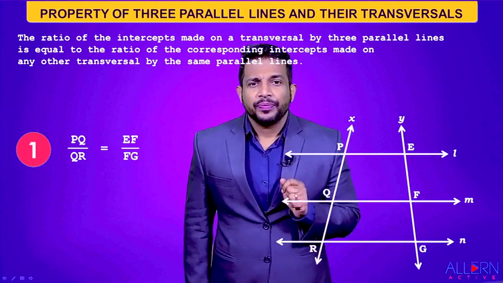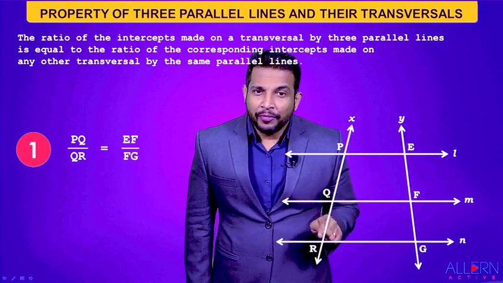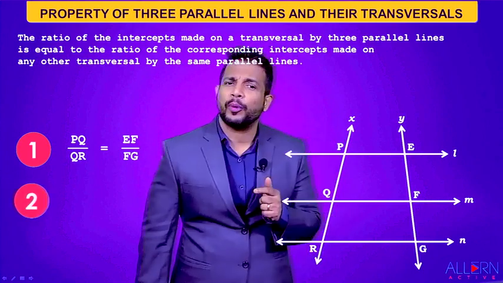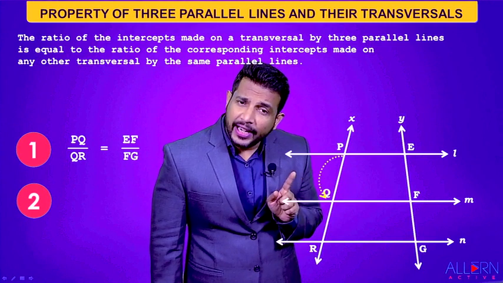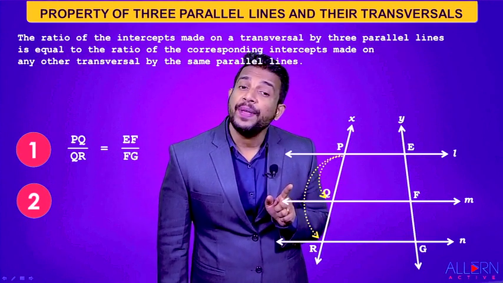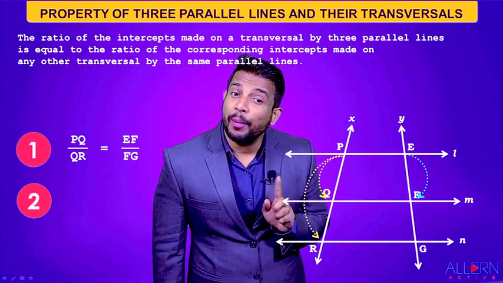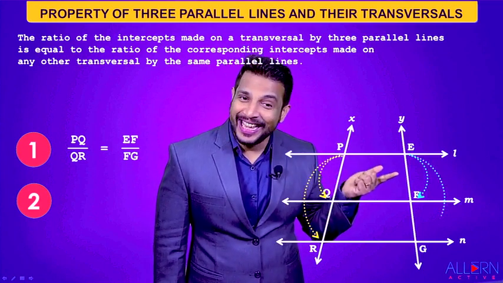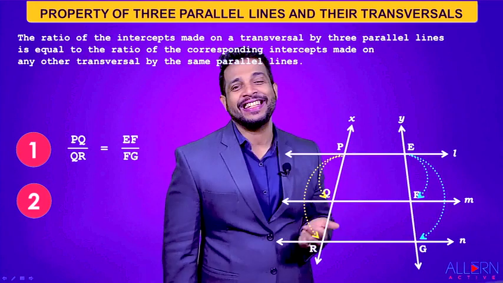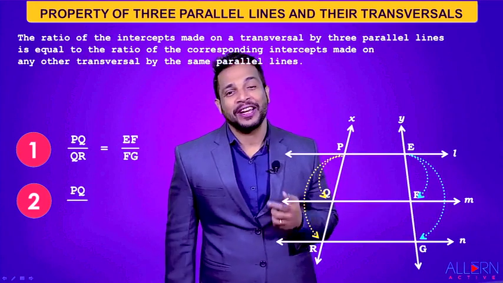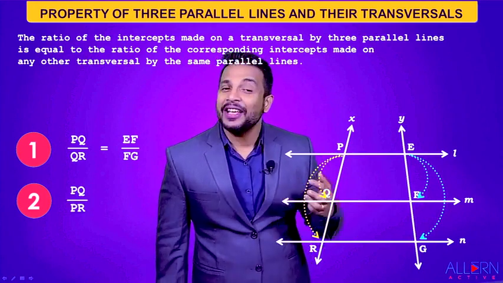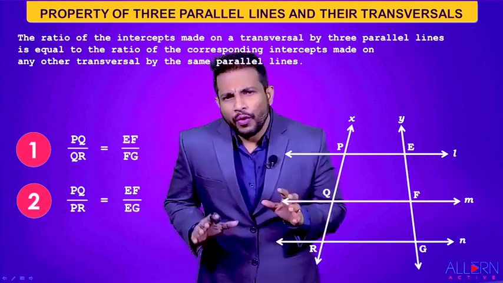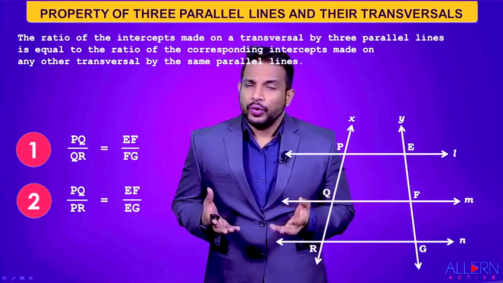But as you said, there are different possibilities of the intercepts here. So is this the only possibility? No, we can have another possibility. Suppose I take the ratio of PQ and PR. So if I take PQ upon PR, tell me, it will be equal to what? Yes, very correct. It is EF upon EG. So that is another possibility we get. So PQ upon PR is equal to EF upon EG. Isn't that easy? Very simple, right? Beautiful. So you understood this.